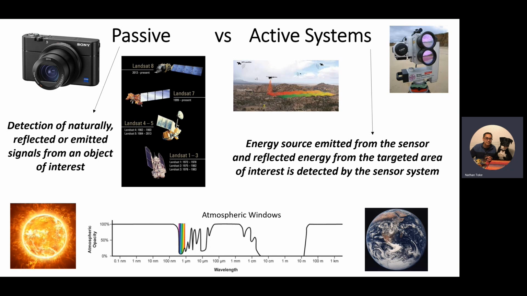Active systems means that there's an energy source emitted from the sensor, and the reflected energy comes back from a targeted area of interest that can then be detected by the system. An example would be light detection and ranging, which is usually flown from the air, but can also be from a scanner like we see over here. It emits a laser signal which goes over an area, and then a signal bounces back, and it measures the distance to the object that it hits. That would be an active system because we're emitting energy rather than just collecting naturally reflected light.